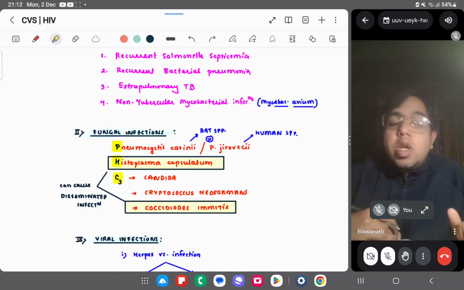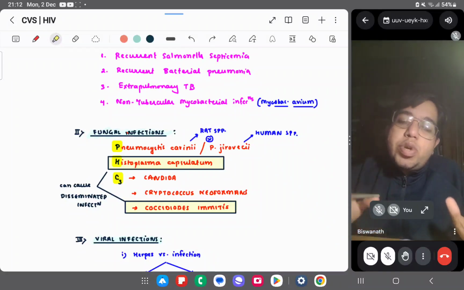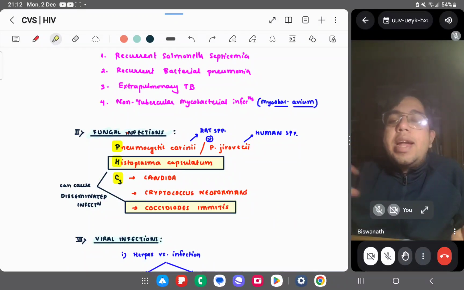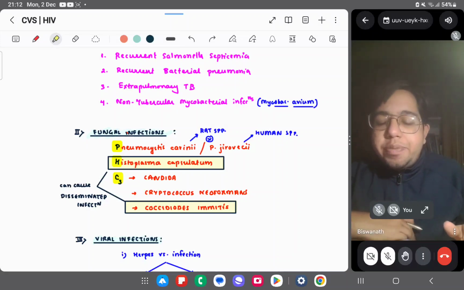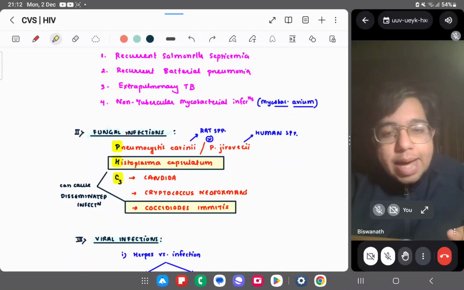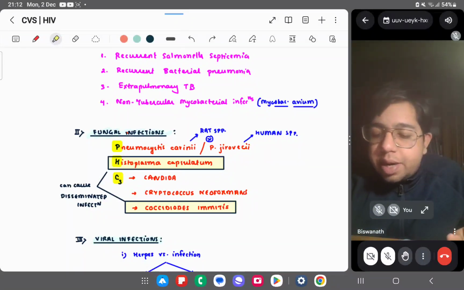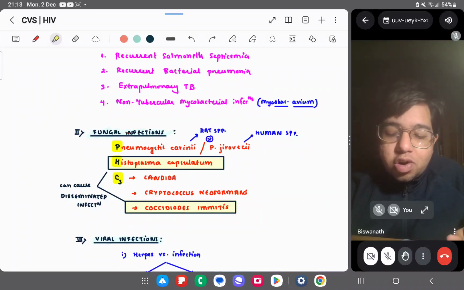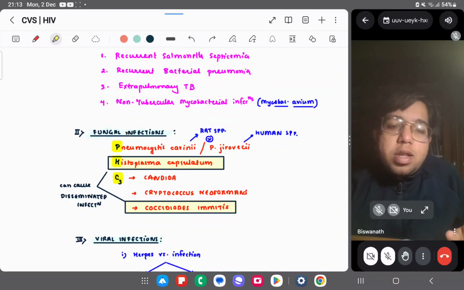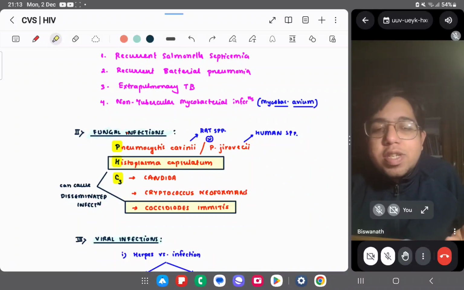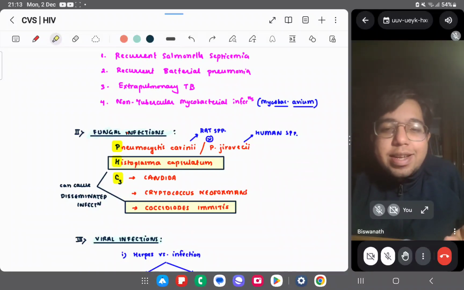Jirovecii causes it. So, if a patient is showing an X-ray with diffuse infiltrates in the lungs, and cough and pneumonia and all this, you can suspect a jirovecii infection, right? Histoplasma capsulatum, Candida, Cryptococcus neoformans, and Coccidioides immitis. You must have heard about the Mickey Mouse sign or the Captain's Wheel sign. Okay, Paracoccidioides, and many other things are there, right?